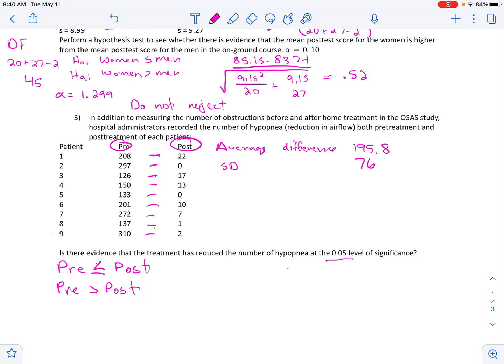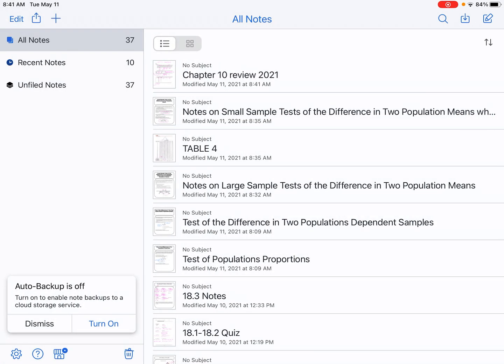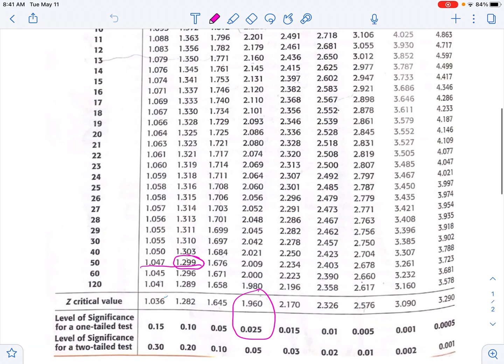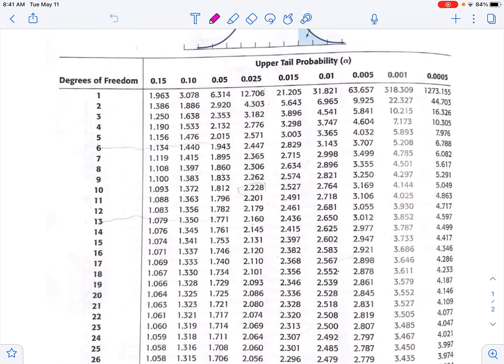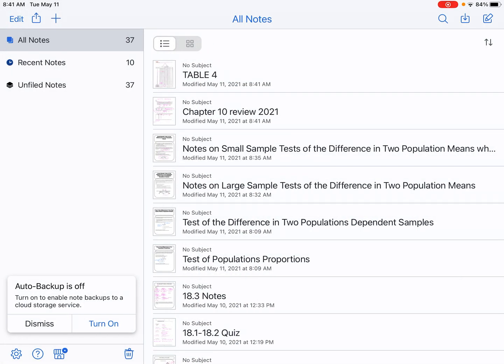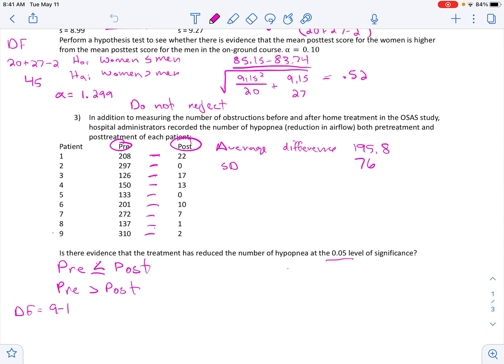So we're going to do 9 minus 1, so degrees of freedom. For this one is 9 minus 1. So we're going to look up 0.05 and 8 on our table. So 0.05 and 8 right here, and we get 1.86. So we have our alpha value is 1.86.